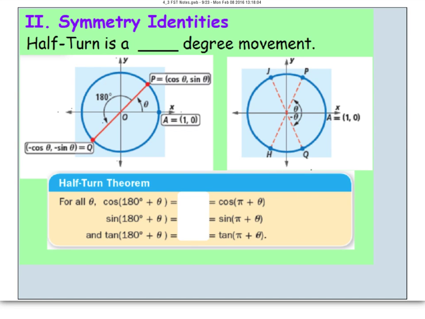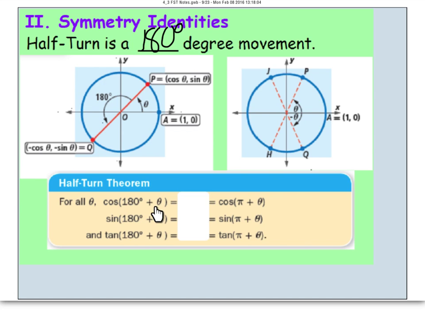In Learning Objective C, we're going to talk about the half-turn theorem. What the half-turn says is it is a 180-degree movement. So what they're going to do in this one is look at an original angle, in this case, it's right here. And then to the half-turn, what they're going to do is take that angle and add to it 180 degrees. Let me show you the notation. So this right here shows you they took 180 degrees and added it to the angle.